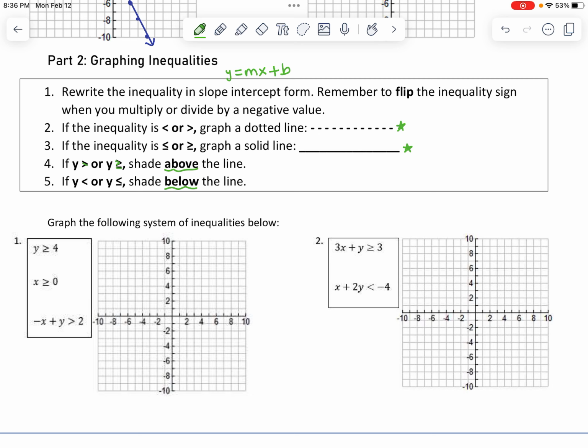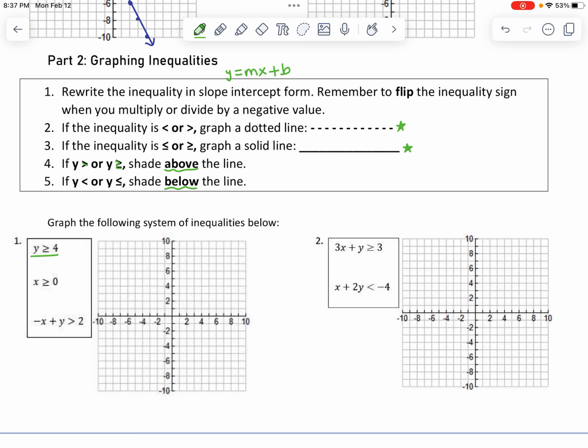Let's go ahead and try. The first one, question 1, there's actually 3 inequalities. We're going to graph all 3 together. Starting with y is greater than or equal to 4. First, you want to think of just the line y equals 4. Y equals a number is always a horizontal line. So we're going to have a horizontal line at y equals 4.